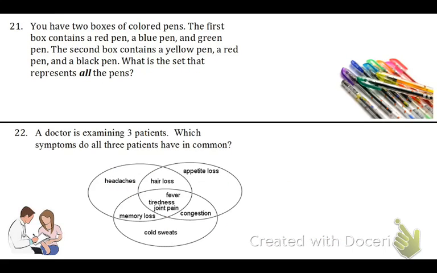Now let's move on to number 21. You have two boxes of colored pens. The first box contains a red pen, a blue pen, and a green pen. The second box contains a yellow pen, a red pen, and a black pen. What is the set that represents all the pens? So what you want to do is use braces and just list all colors of the pens that are listed. So this should be one of the easier problems for you. You just list the colors.